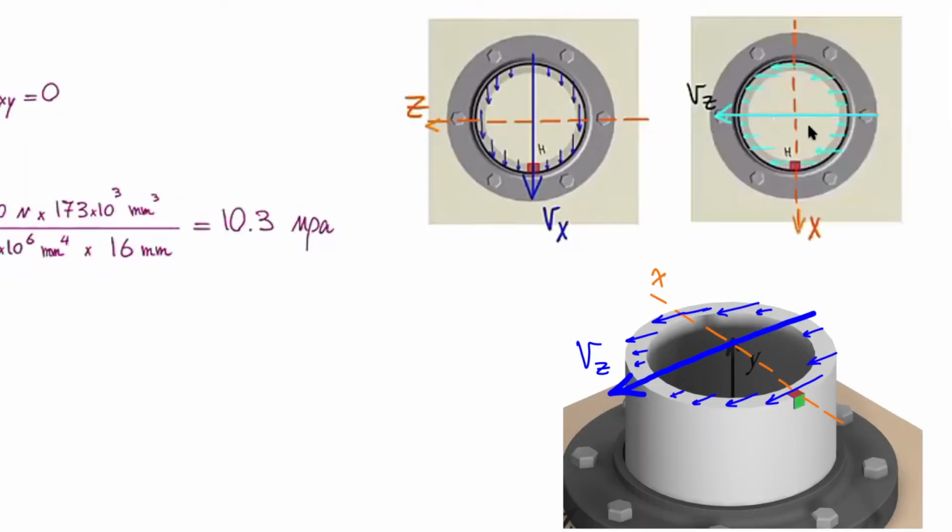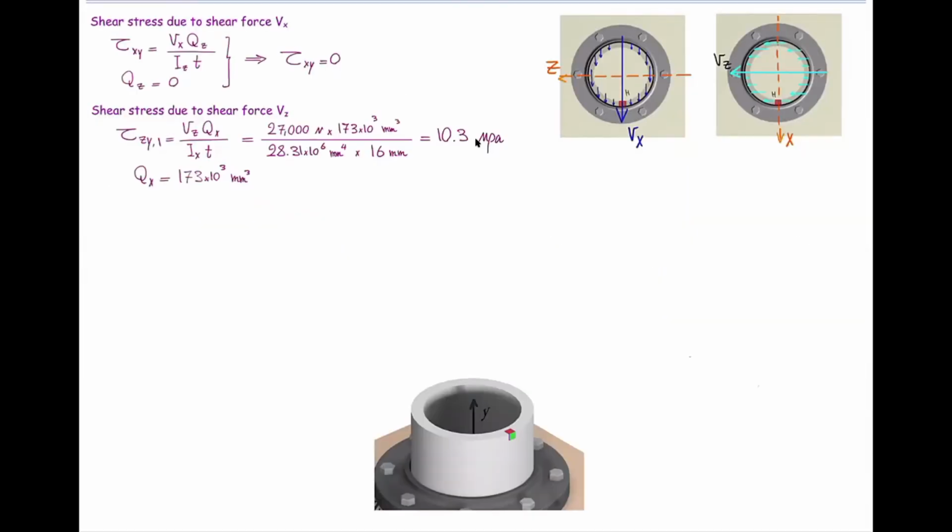Now in that case, V sub Z is going to be in the horizontal direction if you look at the section from top view. Now point of interest H, which is shown in red, would have the maximum stress because this is located on the neutral axis. We are not done yet because we need to also consider stresses produced by torque.